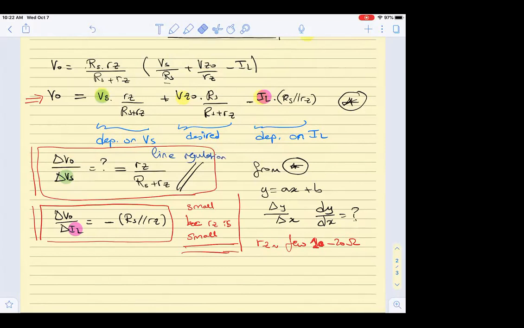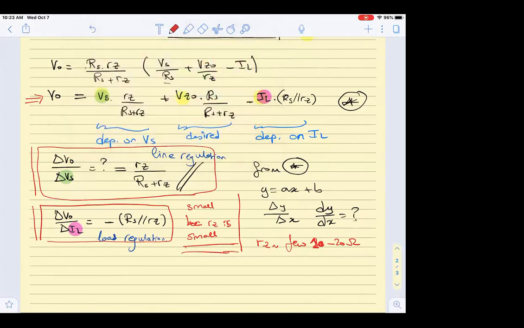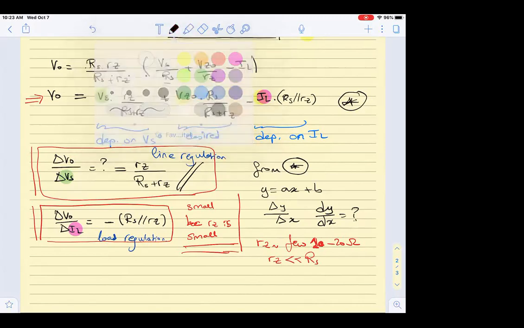Okay, and the other one is for the load regulation, to measure how much regulation I am imposing on my load. Okay, great. Now let's take an example. What matters here for us to know is that RZ is typically much smaller than RS. So let us now take an example along this line.